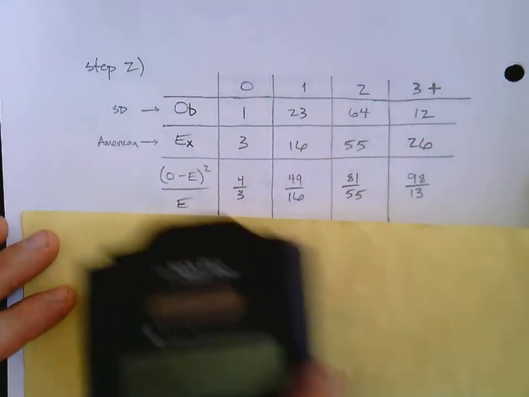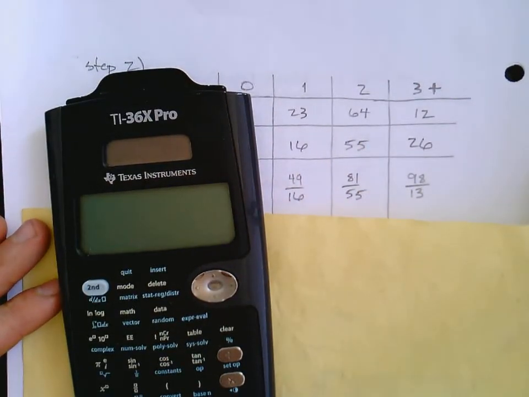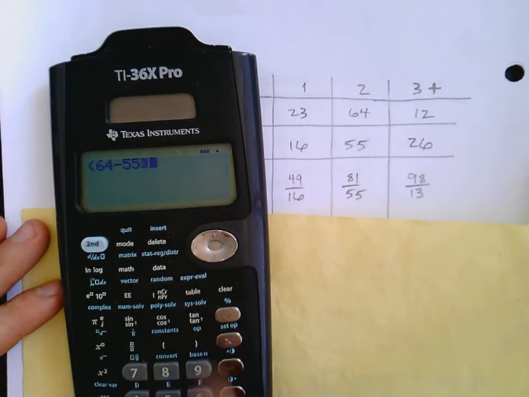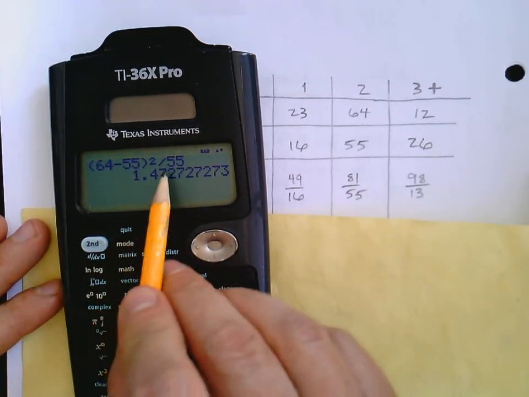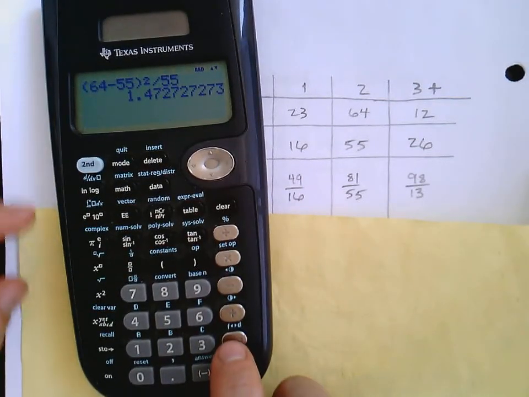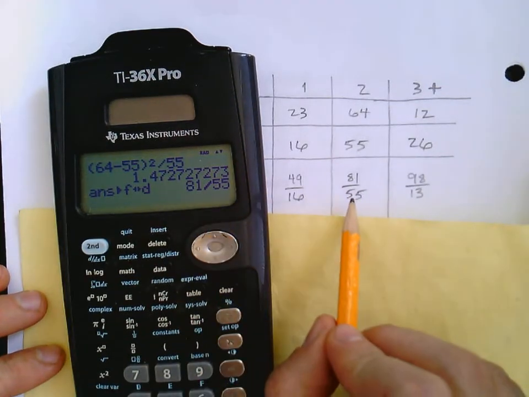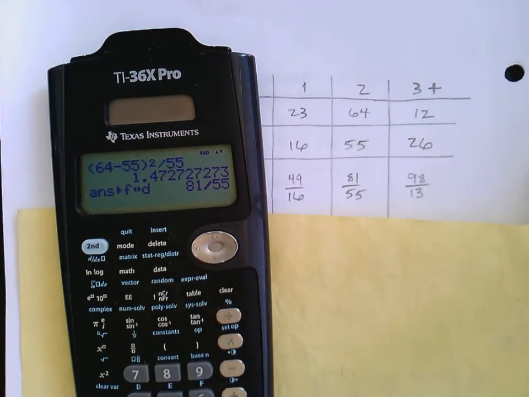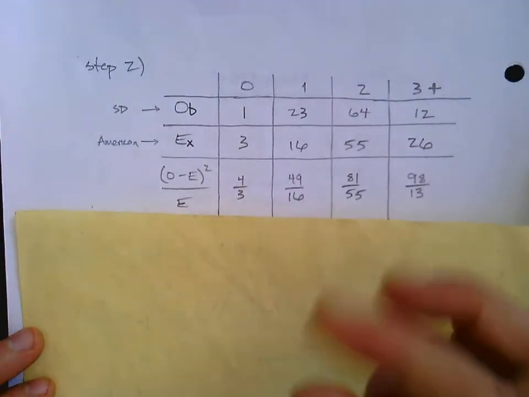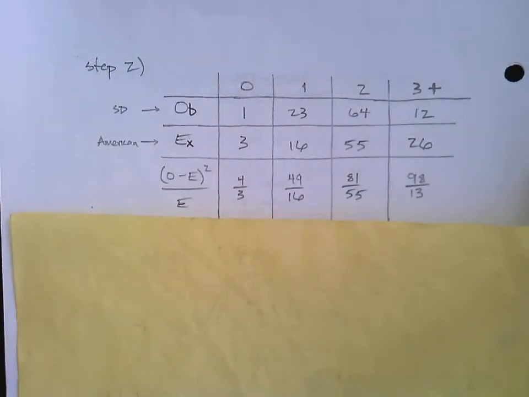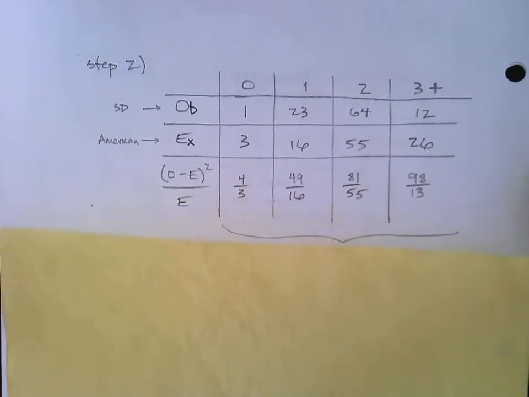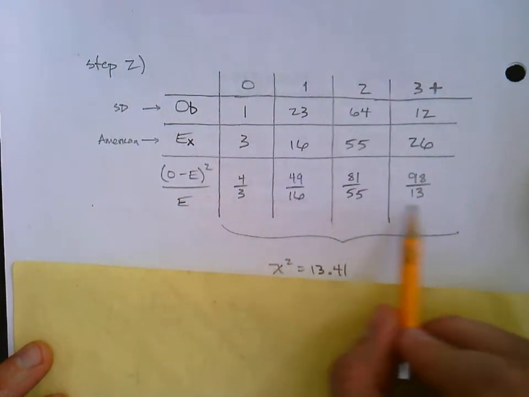So for instance, if we go with the 64 and 55, 64 minus 55 squared over 55, right? It gives me this number, 81 over 55, but then I can convert F to D, fraction to decimal, boom. And that's just going to be easier to add these numbers up a little bit later, compared to 1.4727, right? Okay, anyway, make sure you can reproduce all of these numbers. Then what are we going to do? Well, we're going to add them all up. That's how we do our summation, right?